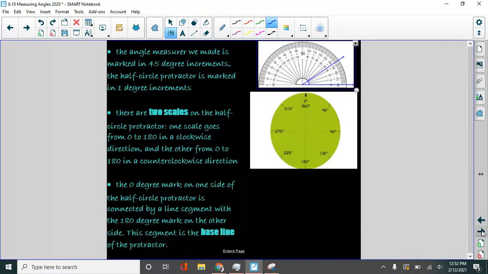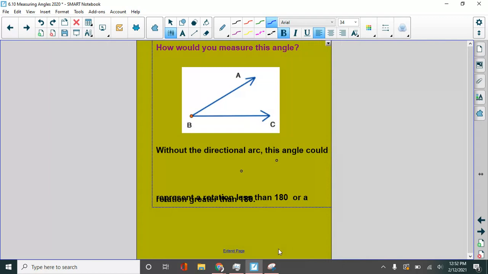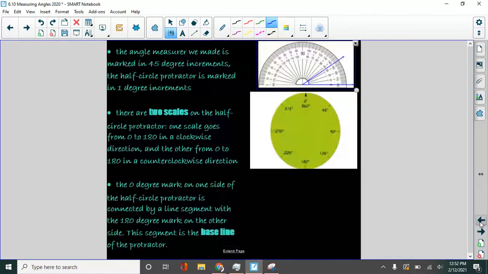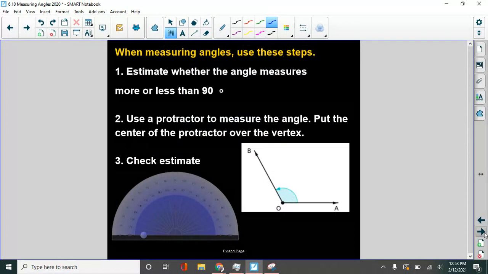All right. Here we go. So how would we measure this angle? What we're going to do, we're going to be putting the protractor on one of the rays and then looking at the other ray. And you can see that here, right? One of those rays is pointing to 0. We make one ray point to 0, and then you look at the other ray to figure that out.